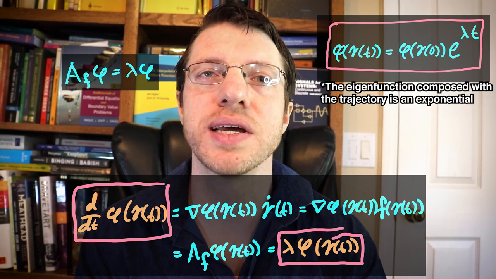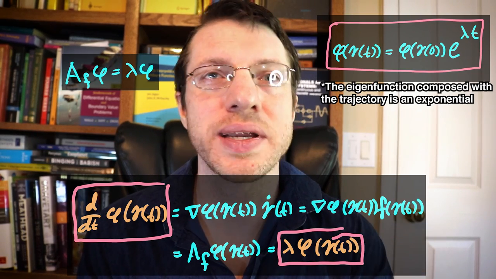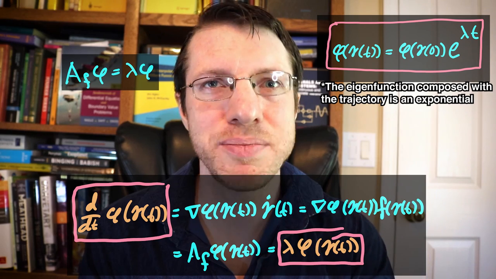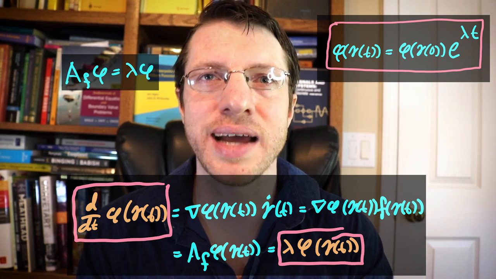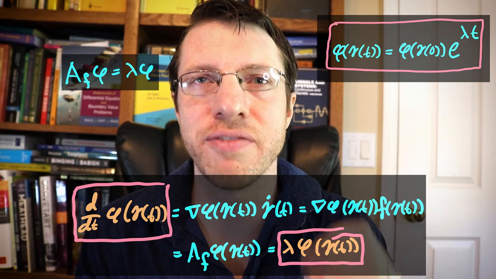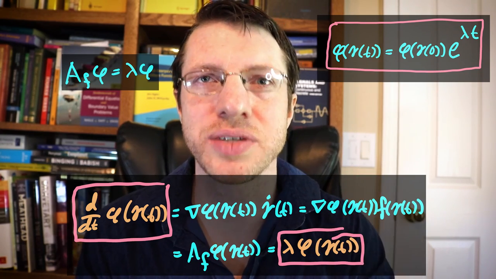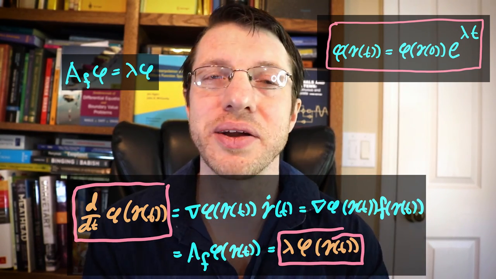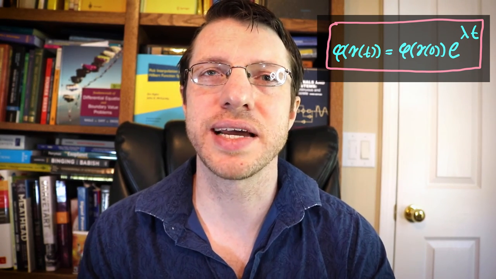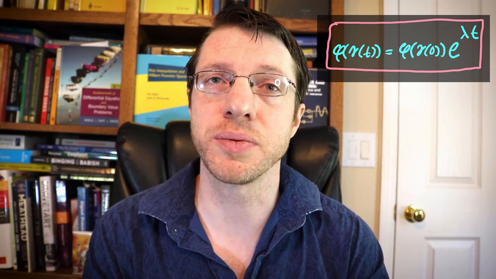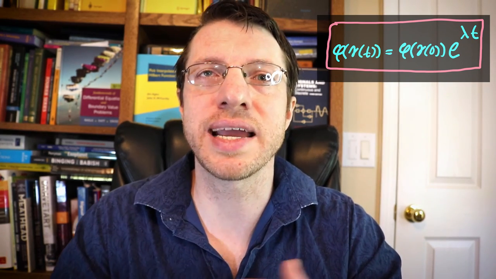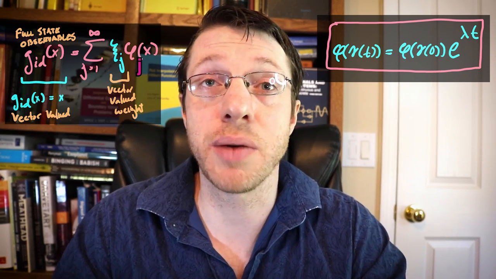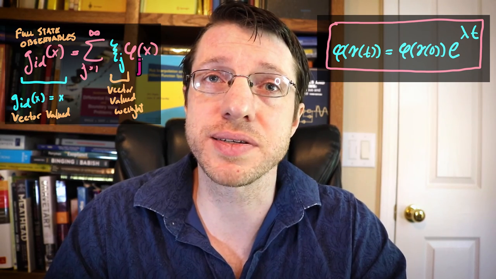It just becomes the eigenfunction evaluated at the trajectory at time t is equal to e to the lambda t times the eigenfunction evaluated at your trajectory at zero. So there you go. What you want to do then is take your full state observable, if it is in your Hilbert space, and break it down in terms of the eigenbasis of the Liouville operator, assuming that we have a full basis.